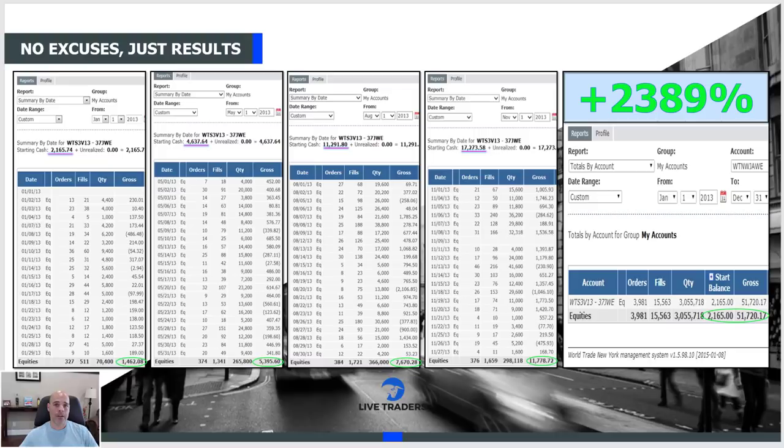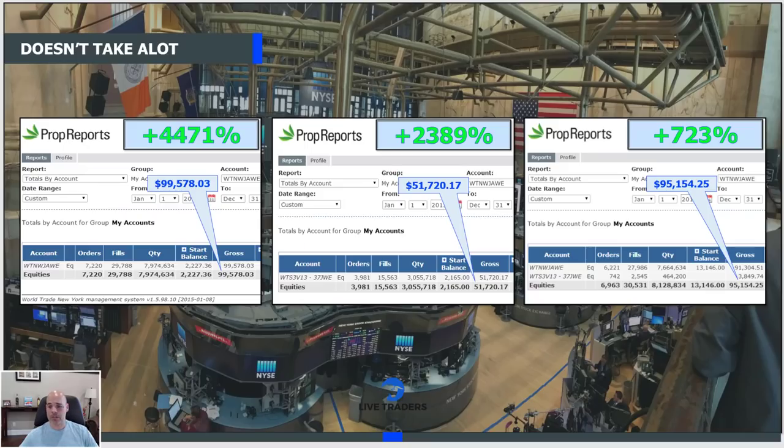And you know what? I've done it several times before this. This is the middle one I just talked about right here. Here's another account where I took 2,200 into about 100 grand. Here's another account where I took 13,000 into 95. Guys, it's just about proper trading. That's all it is. Proper trading. All right, 4,400%, 2,300%, 700%.